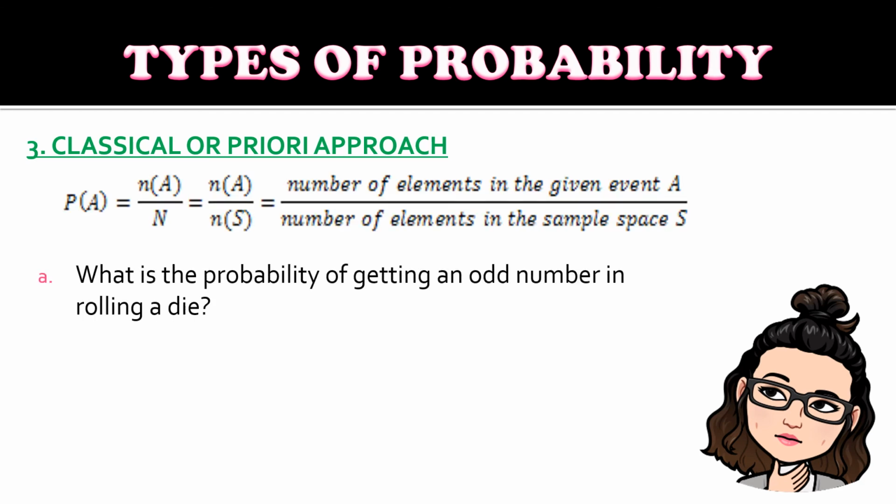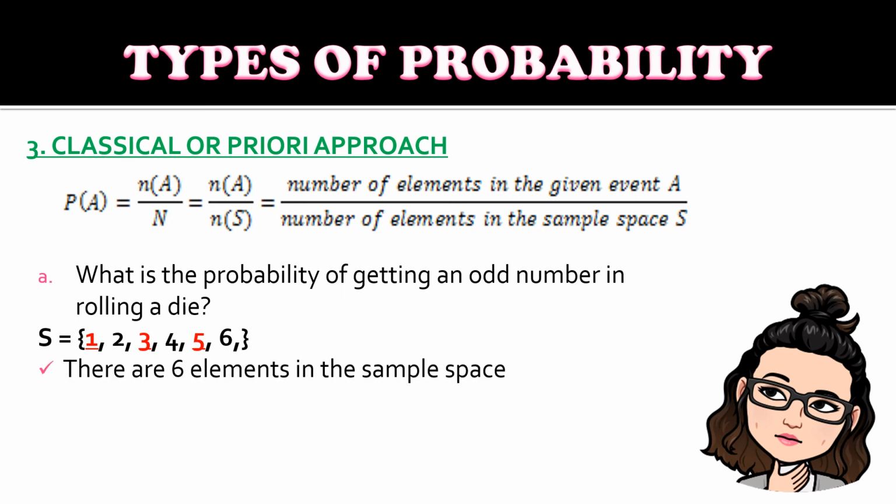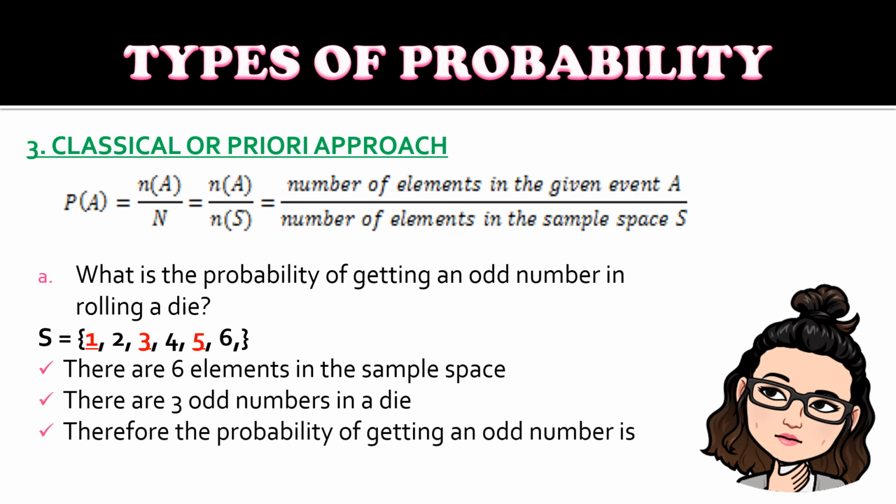Okay, so for example, what is the probability of getting an odd number in rolling a die? So this is the sample space for rolling a die. So we have 1, 2, 3, 4, 5, and 6. So 6 lang naman yung side ng dice, and these are the numbers on each face. Okay, then so there are 6 elements, 3 odd numbers, so 1, 3, and 5. So therefore, the probability of getting an odd number is 3 over 6 or 1/2.